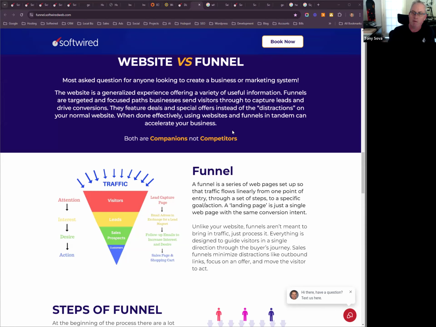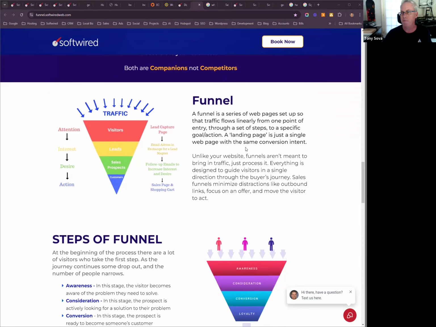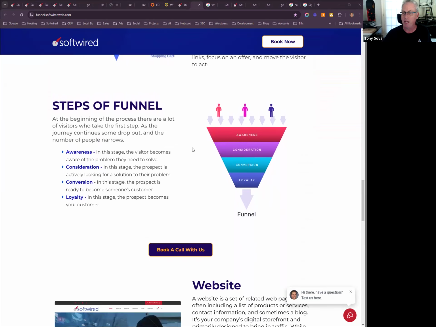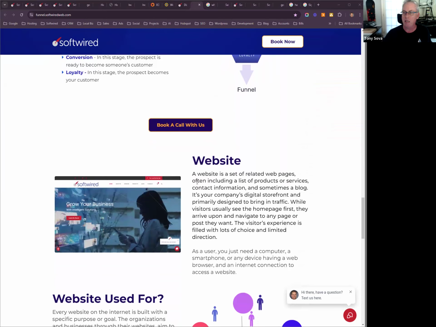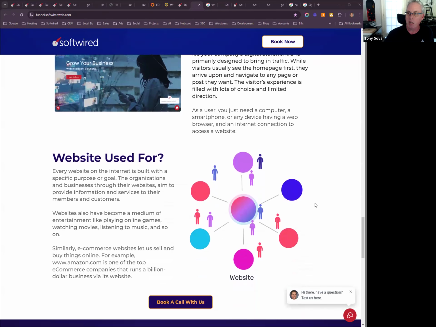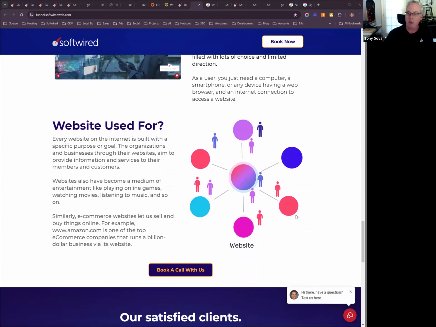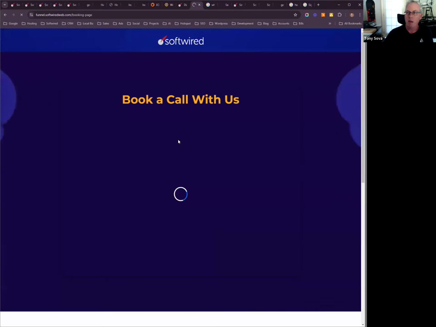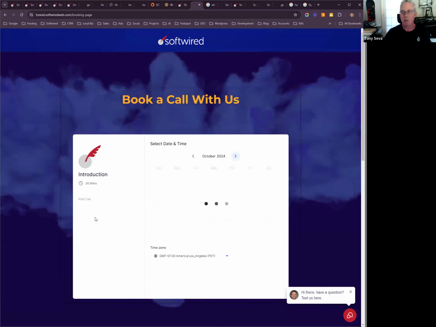So the purpose of the landing page and the funnel is to get people to go down through the funnel quicker. There's a series of web pages with more information about the steps. A website, again, is a series of pages with more information, built to build your brand, get credibility, and create comfort and trust. What we're trying to do here is just get somebody to click on a button to book a call. And the funnel can have multiple stages.